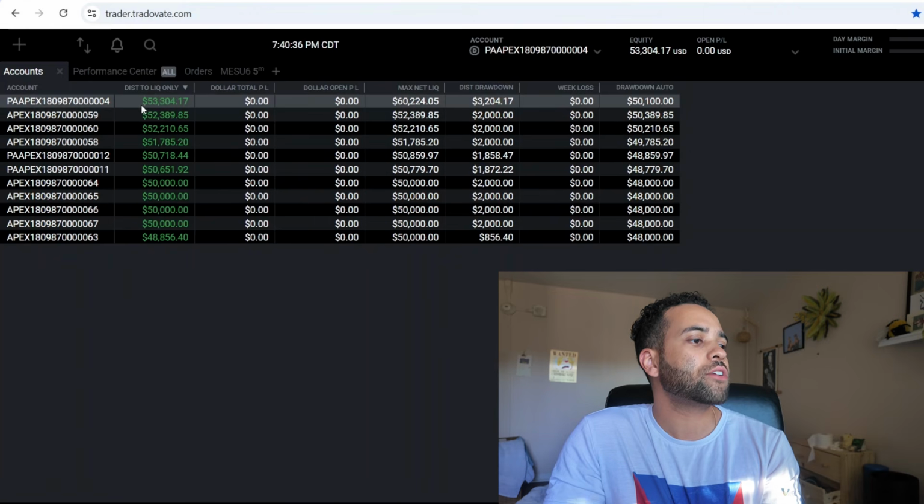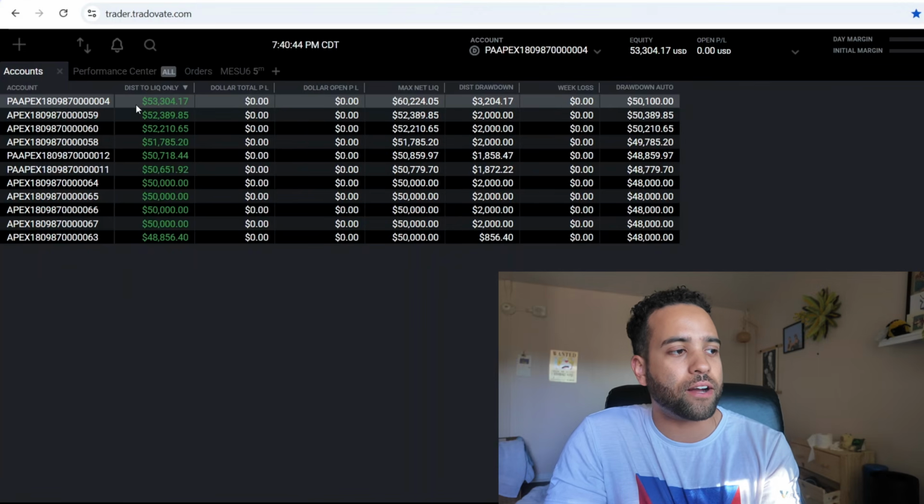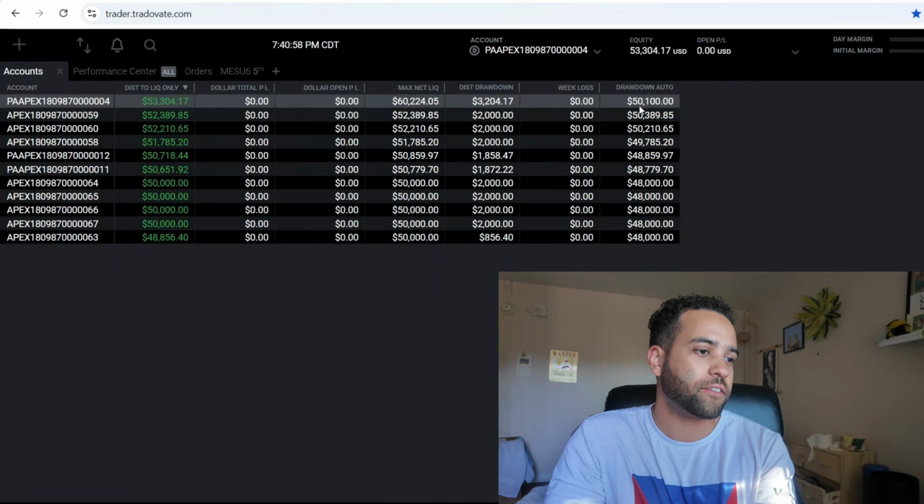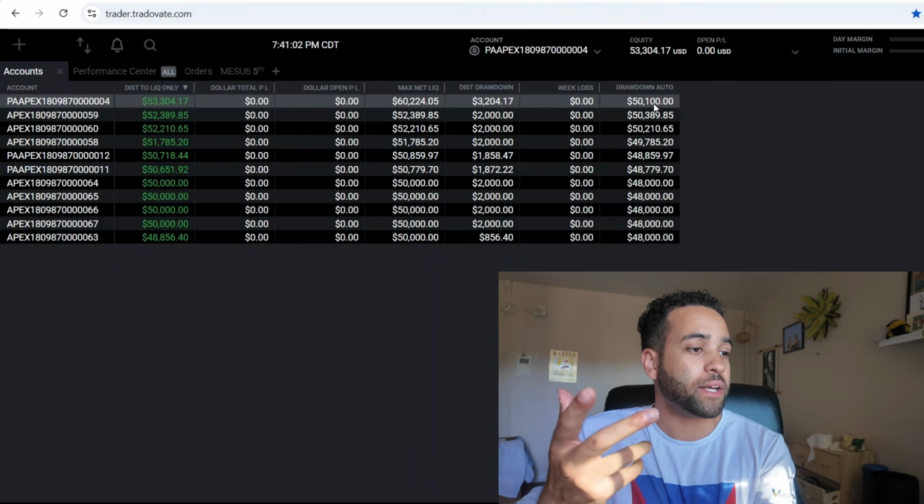And you can also see, I want to talk a little bit about building a buffer in an account. So this, my main account, this 4 here, you can see I am $3,200 away from drawdown. Once you get to a certain threshold, the 50K accounts, the drawdown locks at $50,100. You can see it right here, $50,100. So anything above that, I can withdraw, basically.